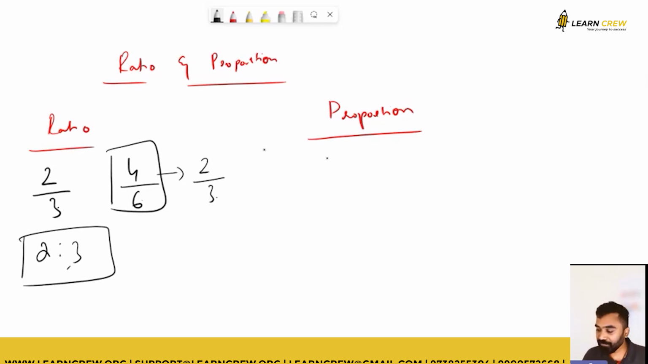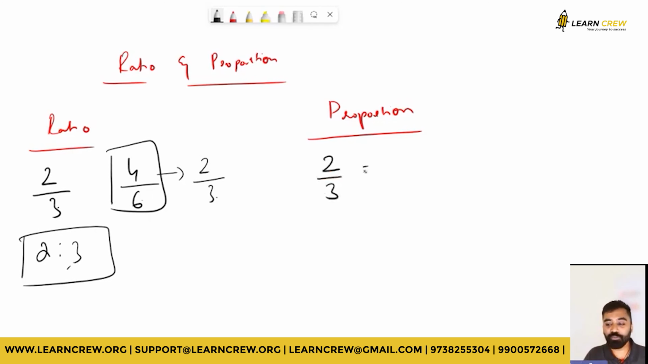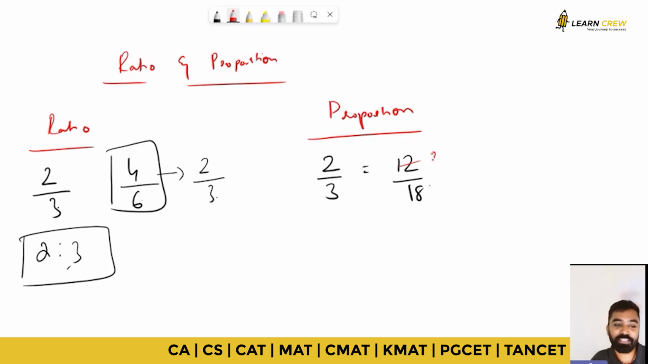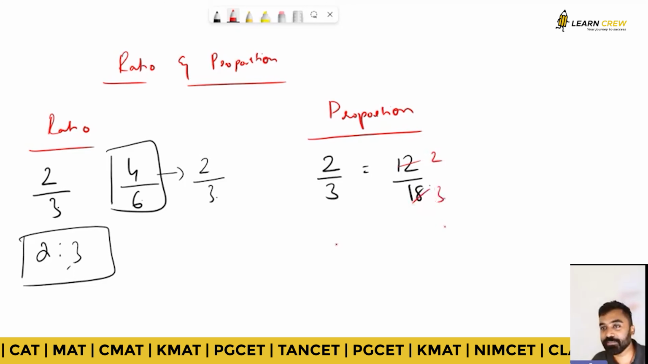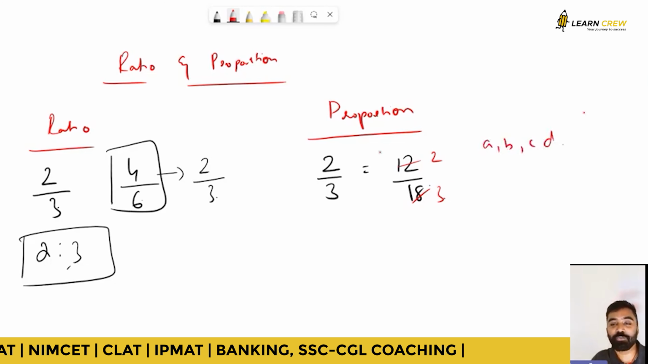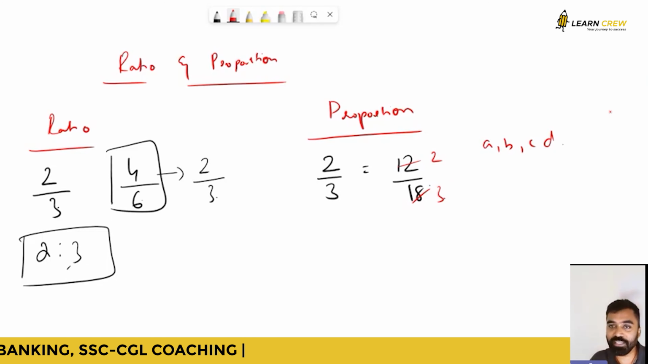For example, if I have something like 2 by 3 equal to 12 by 18, is it true or false? True. How are you telling it? It can be further simplified, 6 sixes are 36 and 6 threes are 18, so obviously this becomes equivalent to that. So whenever the ratios A by B and C by D are equivalent, it is said to be a proportion. This is the basic understanding of ratio and proportion.